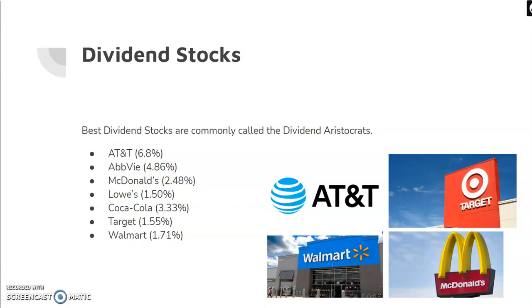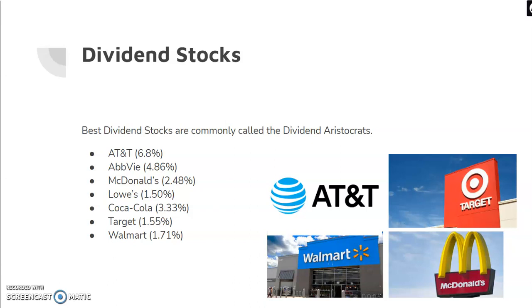Some of the best-known dividend aristocrats include AT&T, AbbVie, McDonald's, Lowe's, Coca-Cola, Target, and Walmart. All these companies have been paying consistent dividends for at least 25 years, with Coca-Cola being the longest, and it's been paying for 56 years consistently. Beside each company, I included the dividend yield for each stock. It shows which company has the highest dividends.